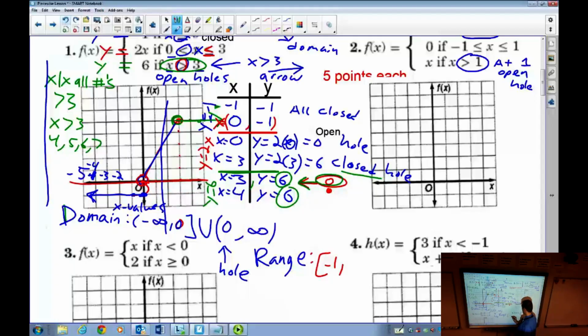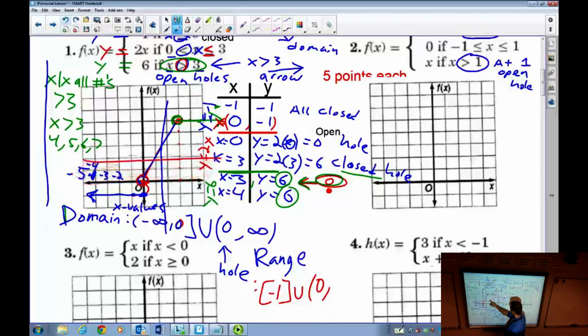So -1 by itself, and union with, so we'll just move all this down here for the range. So -1 and union with 0, not including the 0 because there's a hole there. And then going upwards, y values, y values, y values, till we get to 6. 1, 2, 3, 4. What the? 1, 2, 3, 4. Oh my goodness. Don't hate me, please. Go ahead and fix it on there for you.